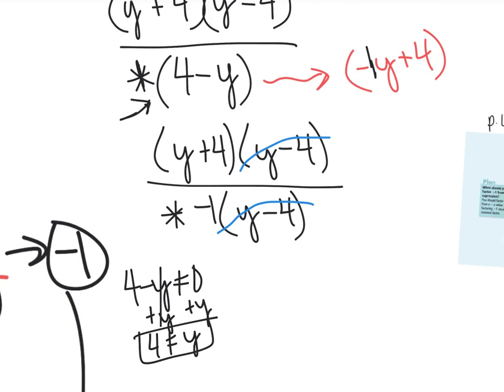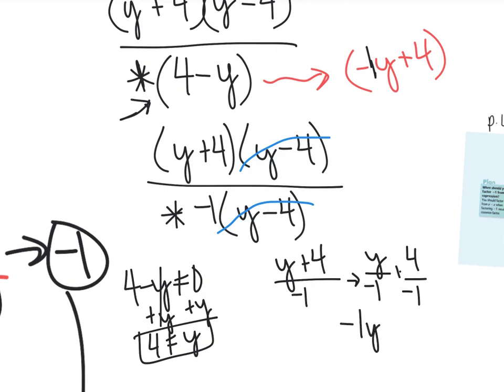If you'll notice the way that we did this, it's y plus 4 divided by -1. So probably what they're going to do is divide each of those parts of the numerator by -1. And so that would basically just change the signs. So -1y minus 4 or just -y minus 4.